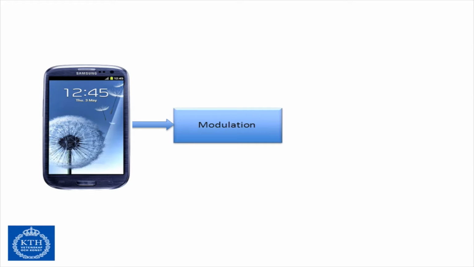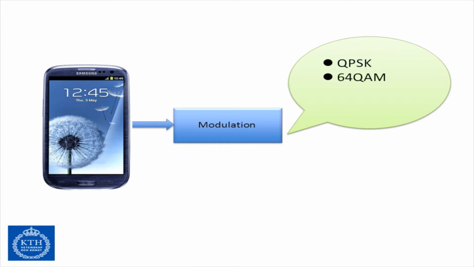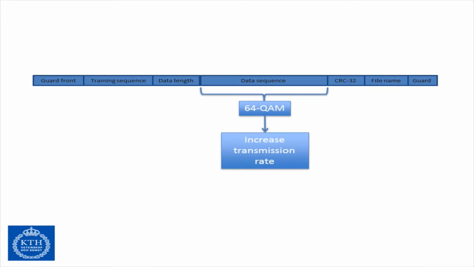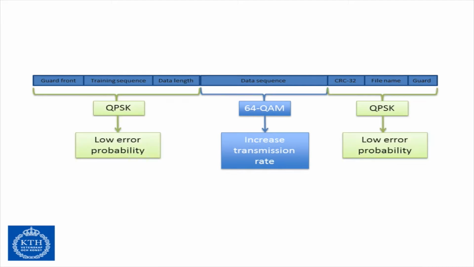In MATLAB simulation, we design 4 modulation schemes. There are QPSK, 64 QAM, 32 APSK, and 128 QAM. However, 32 APSK cannot get the required transmission rate. 128 QAM can get the desired rate, but it's very complicated to implement in Java. Finally, we choose 64 QAM to modulate the data part in order to increase the transmission rate, QPSK to modulate the other parts to ensure low error probability of these parts to get correct results of cross-correlation.